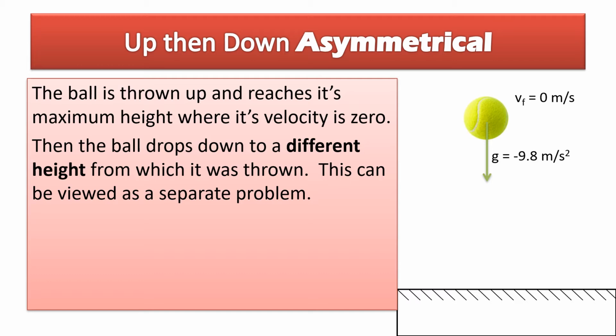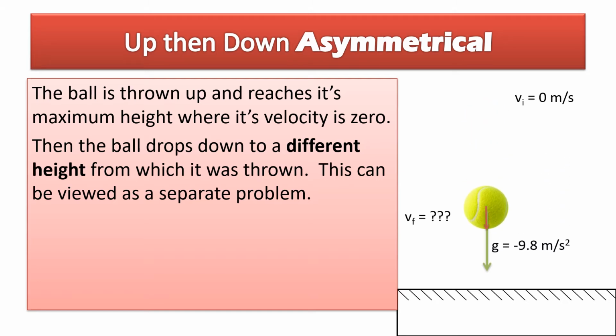This can be viewed as a separate problem. So this was the final velocity at the first, we'll call it the first segment, and then you can partition it into a second part, and I'll call that the second segment. And notice I'm not calling it the first half and the second half because it's no longer half and half. It's not symmetrical. It's not even. So this is the initial velocity in the second segment, and it comes down and then it stops right there. Maybe somebody catches it above the ground.